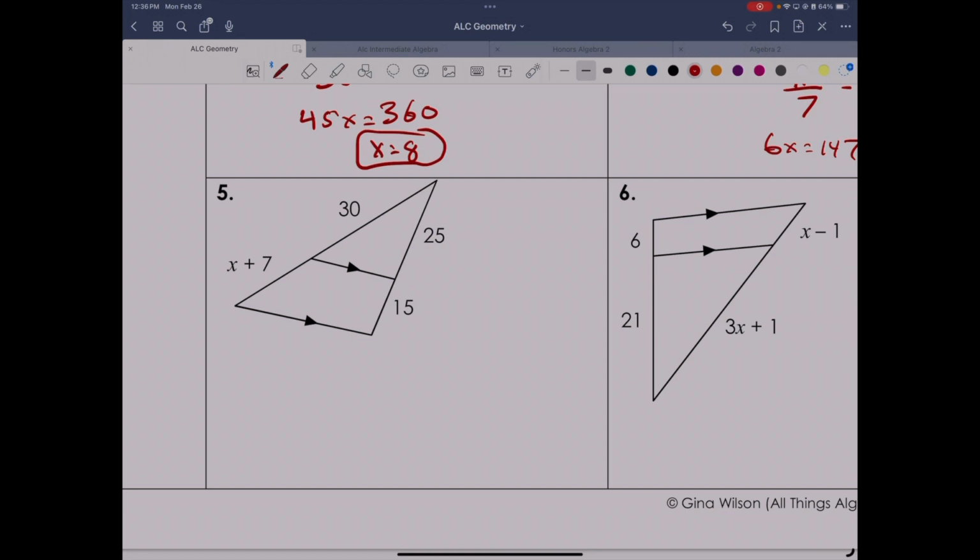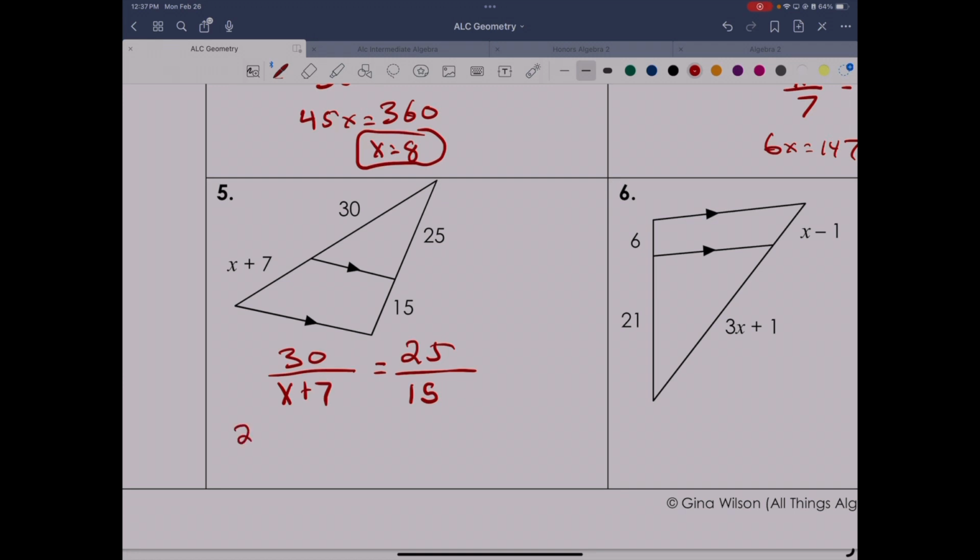Okay, so look up at the vertex. Let's set this up. If I put 30 in my numerator, what's my denominator? Could be, but let's just go down the side. x plus 7. So 30 was in my numerator, so 25 has to go in my numerator. What's the denominator? 15. So we just set it up, just go along the sides. Set your proportions up along the sides. We'll do this one together.